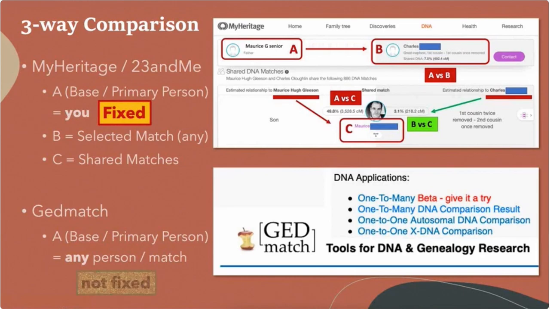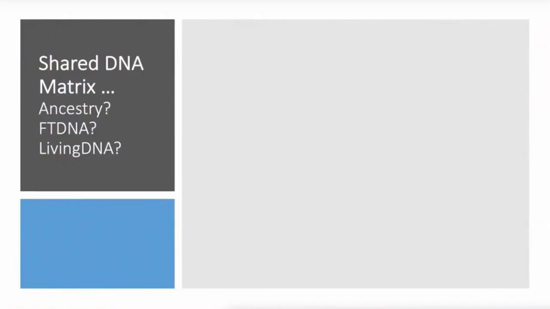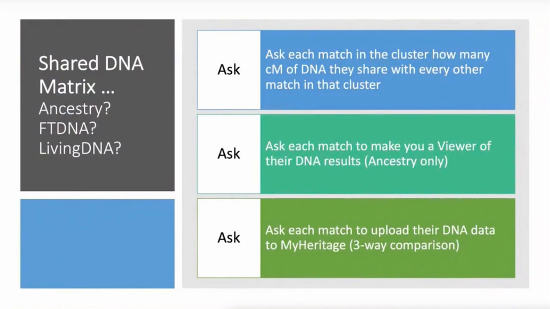So it gives you a much more comprehensive view using the GEDmatch tool, because the base person is not fixed, and you can do a round robin, if you like. If you get all of your shared matches around the table, you can move around the table and see the number and type of shared matches from every person's perspective, every single perspective around that table.